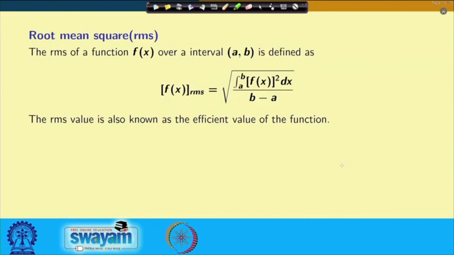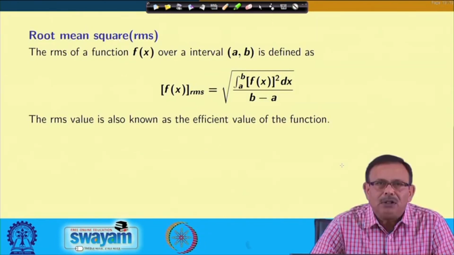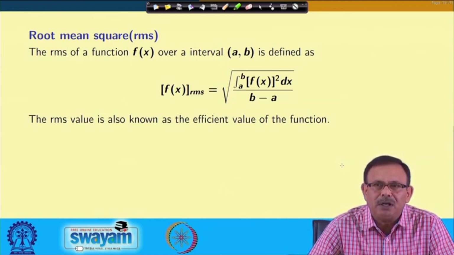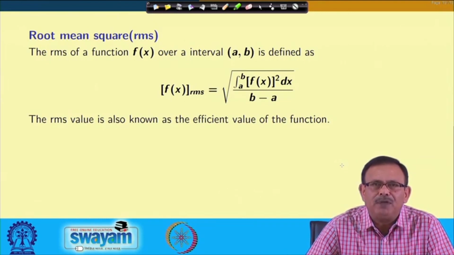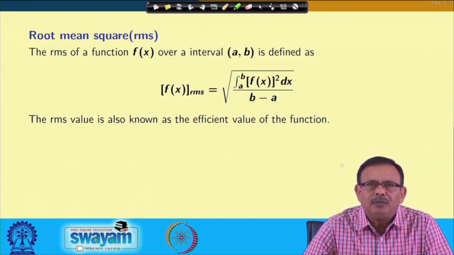There is one thing which we call as root mean square. The root mean square or RMS of a function f(x) over an interval a to b we define as the root over the integral from a to b of f(x) whole square dx divided by b minus a. Please note that the RMS value of a function f(x) equals root over the integral of f(x) whole square dx divided by b minus a, and this value of the integral we can obtain using the Parseval's theorem.